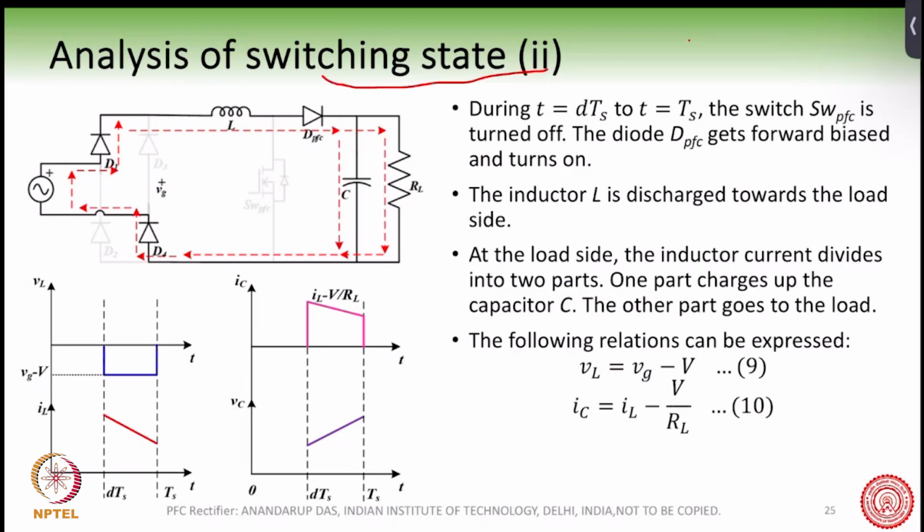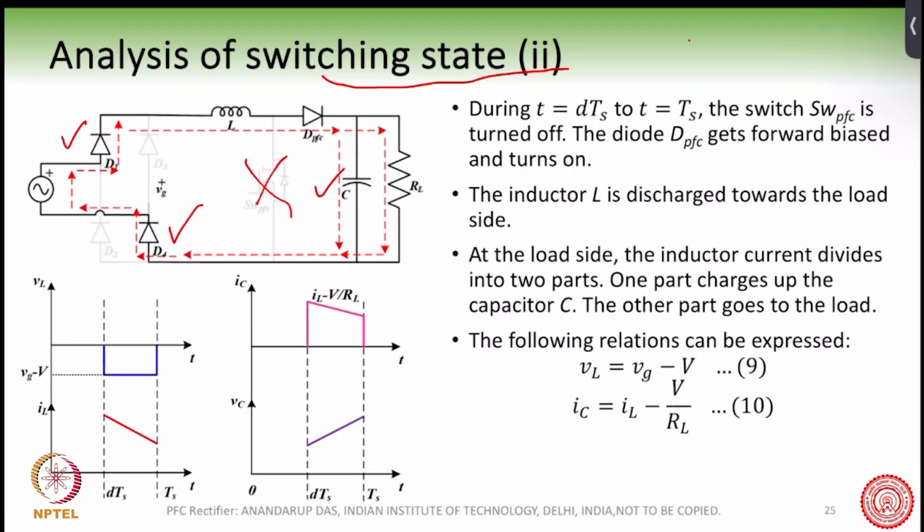Now let us do the analysis of switching state 2 and find out what are the governing equations. What happens during switching state 2 is that D1 and D4 are still forward biased. It is the same positive AC half cycle, but now we have turned off the MOSFET here. As soon as we turn off the MOSFET, the diode DPFC will immediately get forward biased because of the current that is flowing through the inductor, and so the capacitor C is now getting connected to the grid voltage.